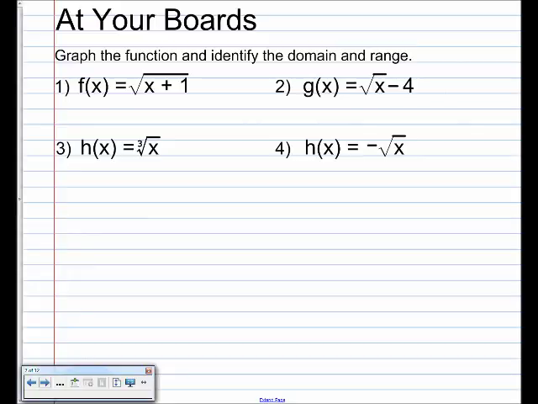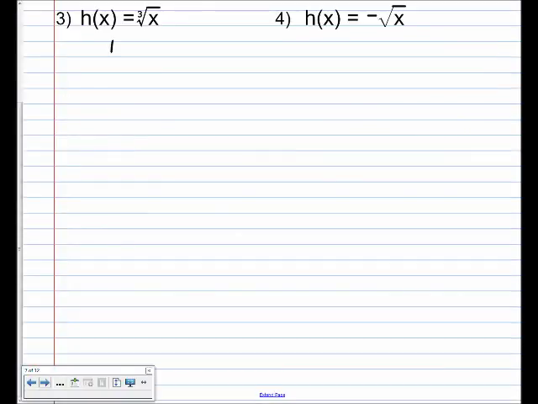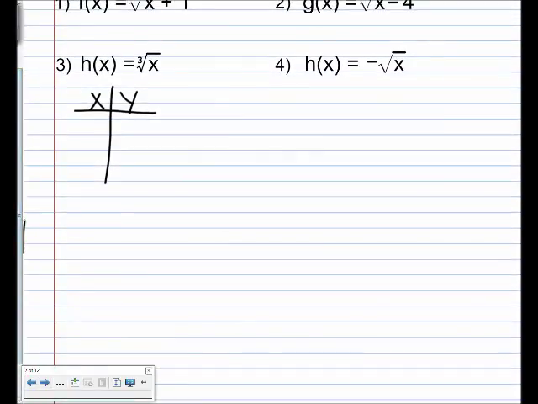All right? But notice what I did at number 3. I changed the index. It's no longer a square root. What is it? A cube root. So when you do these, what are you going to plug in for your x? I need perfect cubes. 0 is a perfect cube. 9 is a perfect square, not a perfect cube. 27, but that's going to be well off my grid. 3 is not a perfect cube.